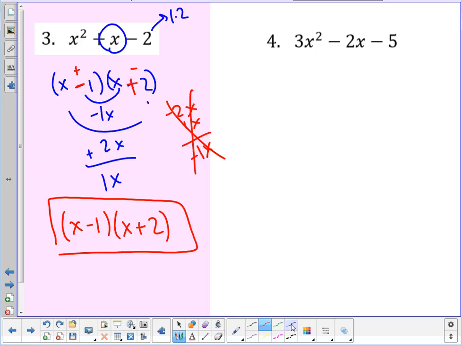All right, well, let's take a look at number 4. Now we're getting a little bit trickier here. Now I have a coefficient in front of the 3x, or in front of the x squared.